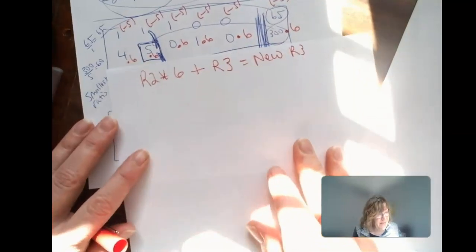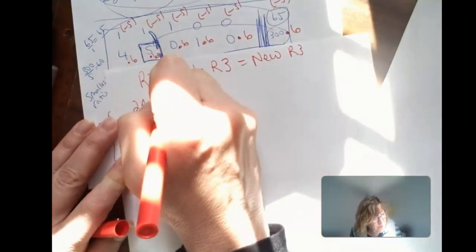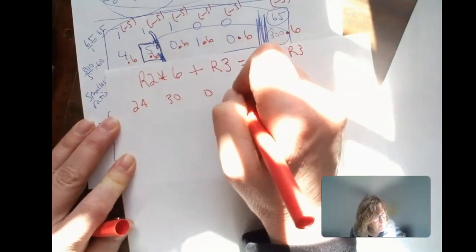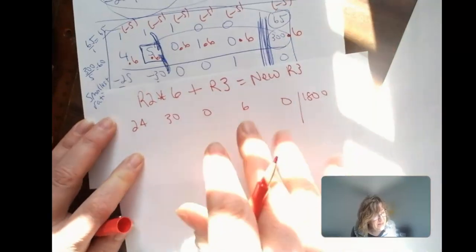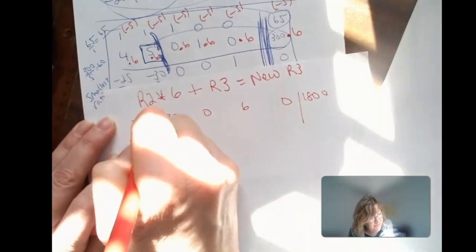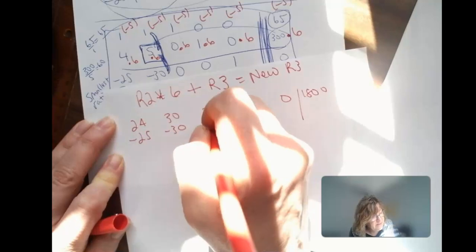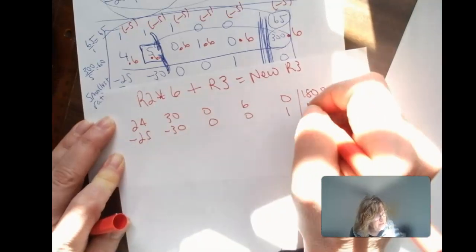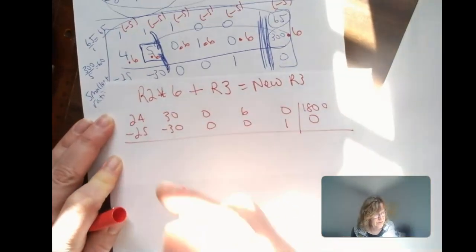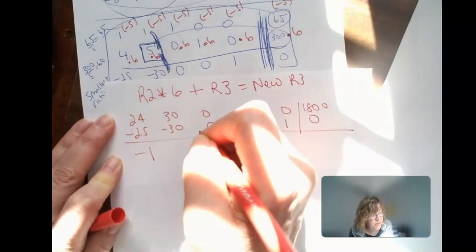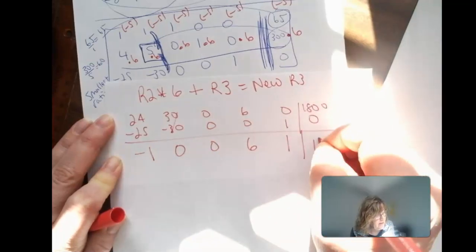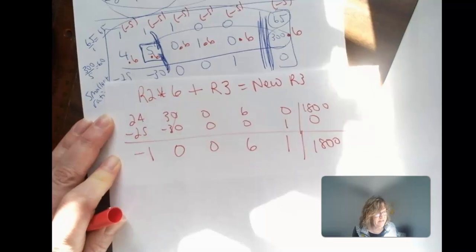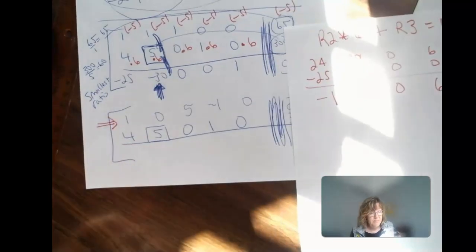All right, so let's do the math. So I get 24, 30, 0, 6, 0, 1800. And my bottom row, I get -25, -30, 0, 0, 1, 0. Okay, and I'm going to add those two. So money, debt, I owe $1. These cancel. I get 0, 0, 6, 1, and I get 1800. All right, I'm going to write this in my new bottom row.